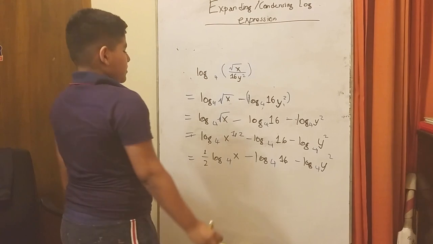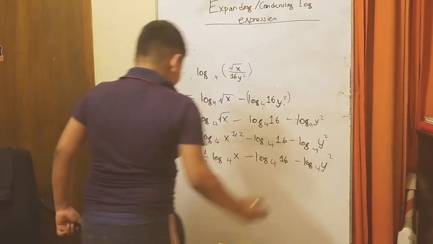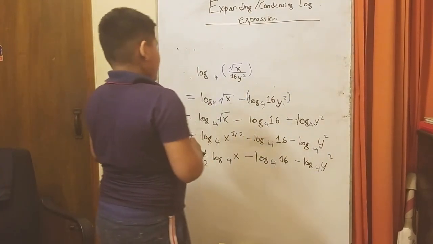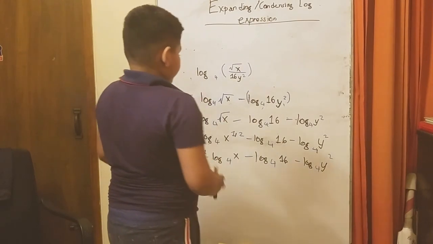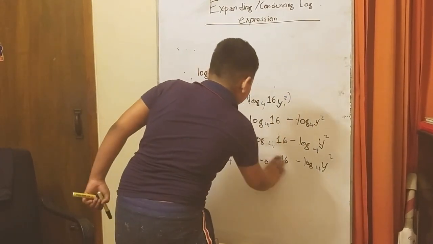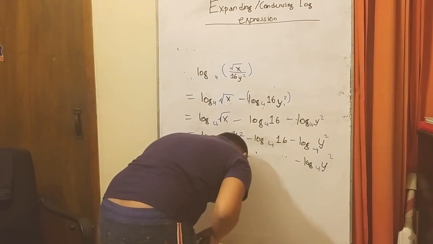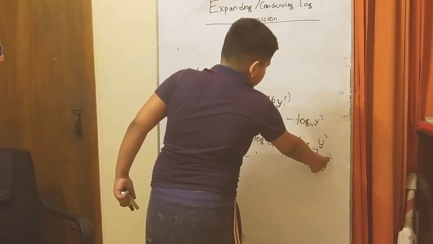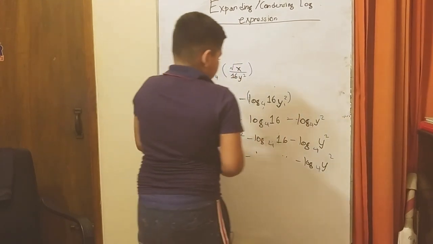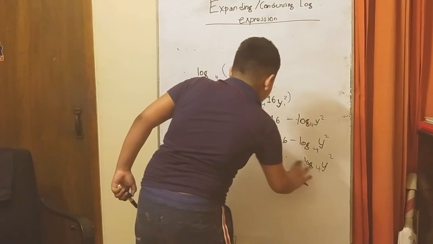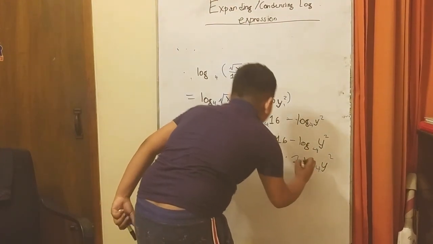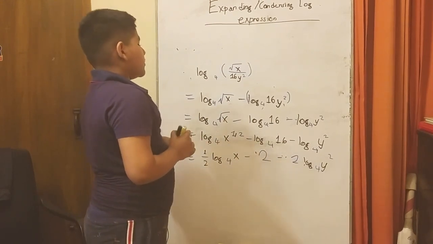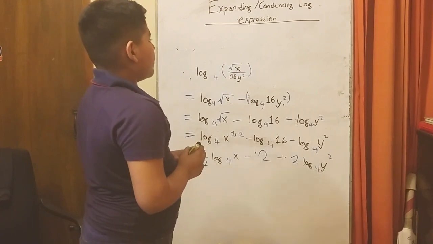Now this isn't the final answer because of this. Oh yeah, log base 4 of 16 is 2, so that's definitely going to become 2. Also, according to the power rule, we have to drag this in. So this will now become one half of log base 4 of x minus 2 log base 4 of y squared.